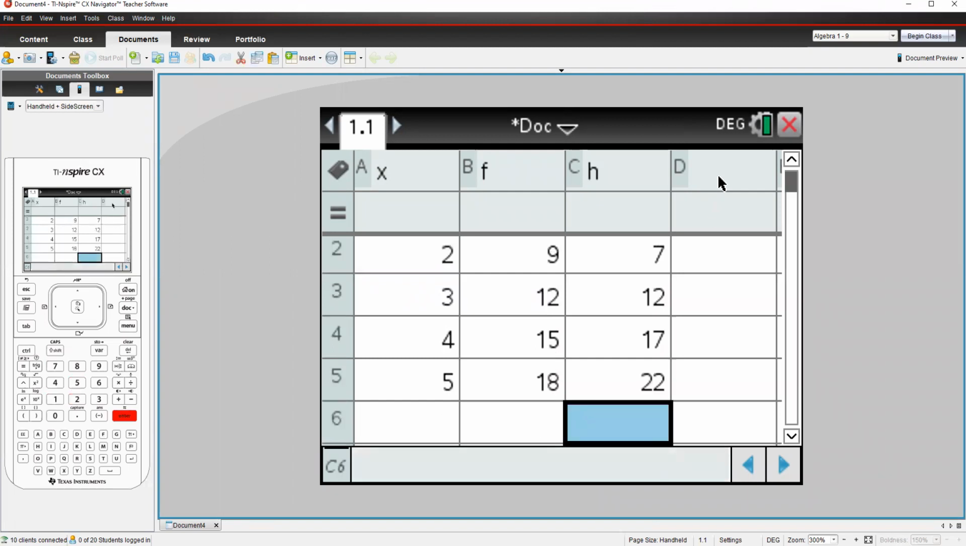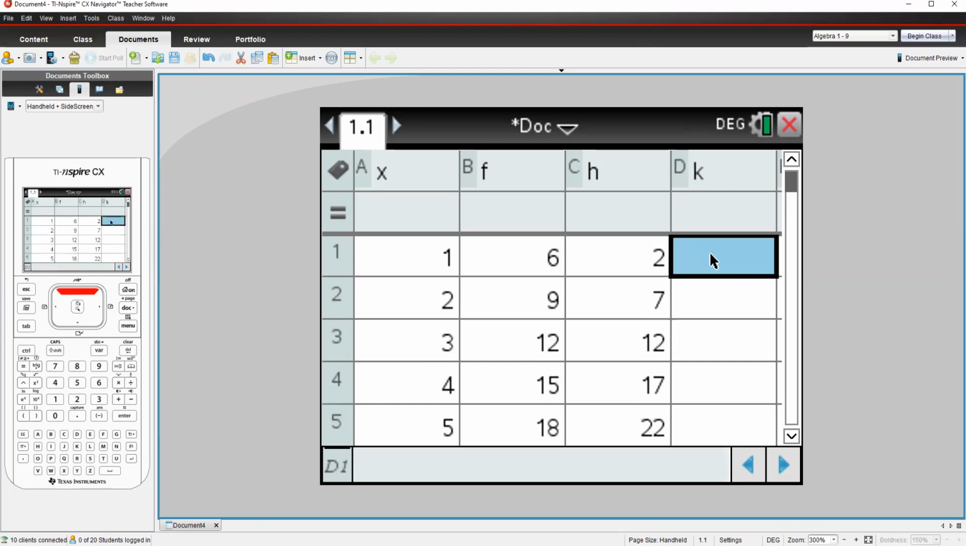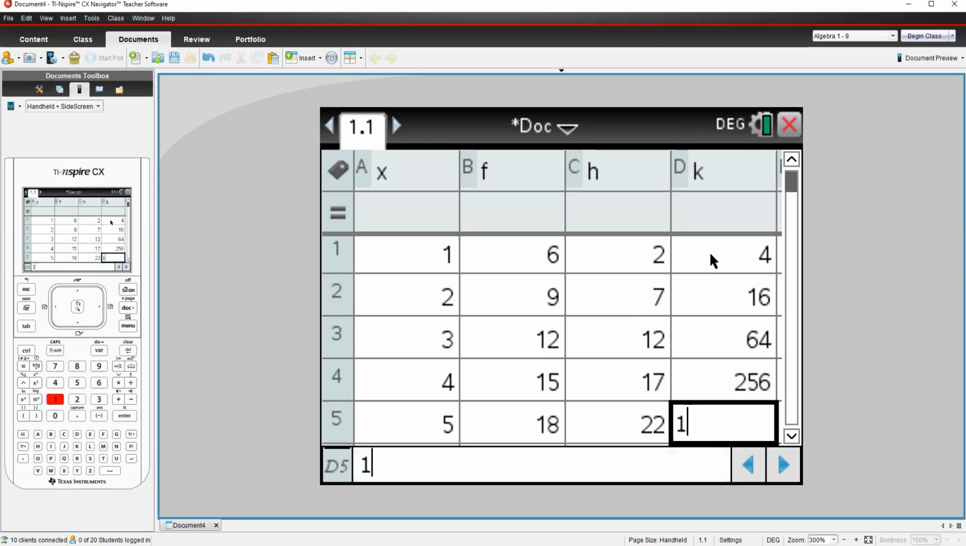That one is done. And then over here, this is going to be k of X. So this one is going to be, let's go up one. This is going to be 4, 16, 64, 256, 1024. Press enter. Boom. That's it.